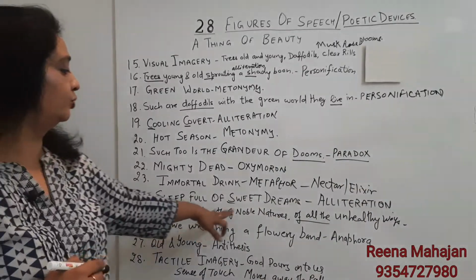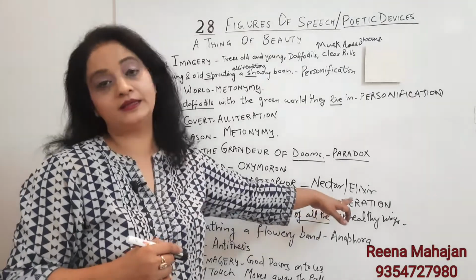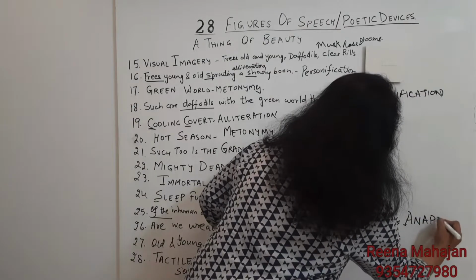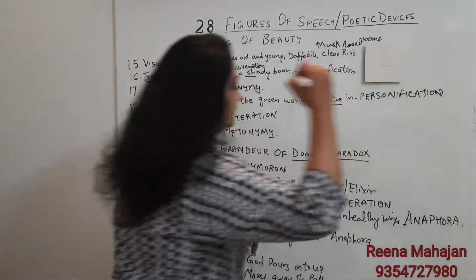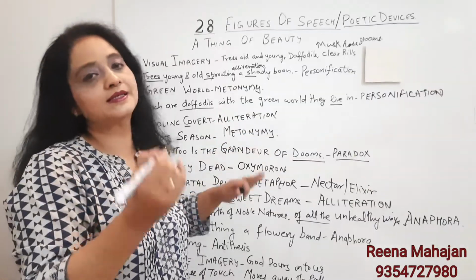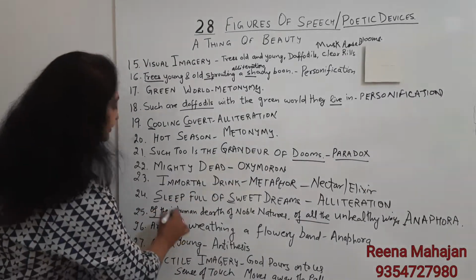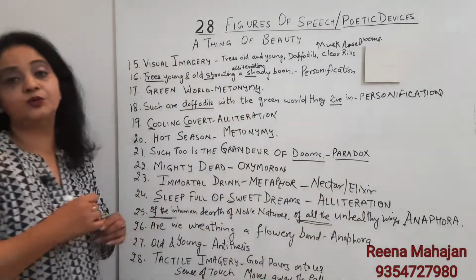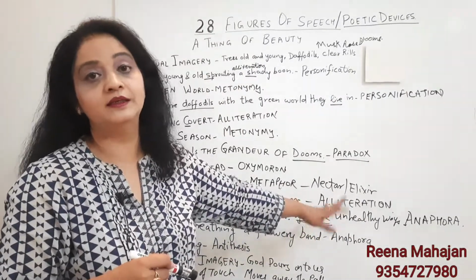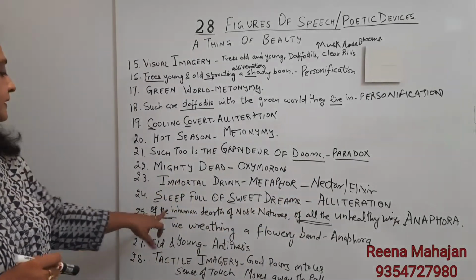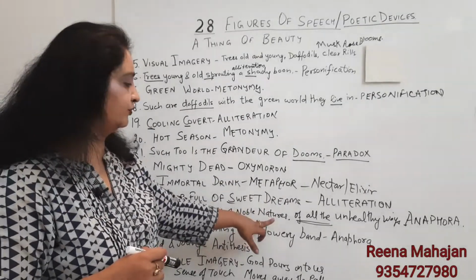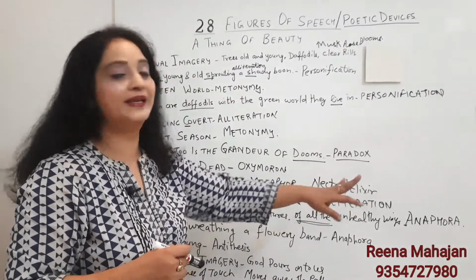Next, of the inhuman dearth of noble natures and of all the unhealthy ways. The figure of speech is anaphora, A-N-A-P-H-O-R-A. Anaphora is a figure of speech where we use the same beginning word for two consecutive lines. Here it is, of the inhuman dearth, of all the unhealthy ways. Clear? We used the same words at the beginning of the line in consecutive lines, and that is why it is anaphora, right? Of the inhuman dearth of noble natures, of the unhealthy ways, right?